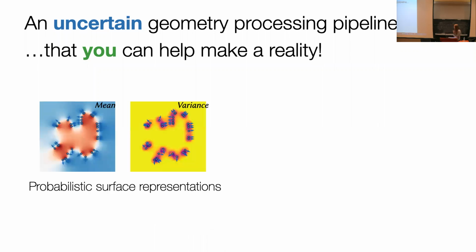Here's one. So in this work, we took a point cloud as input. We didn't care about how we got that point cloud. That was our input because we're computer graphics researchers. We usually take point clouds as the input in our process. And we got a probabilistic surface.